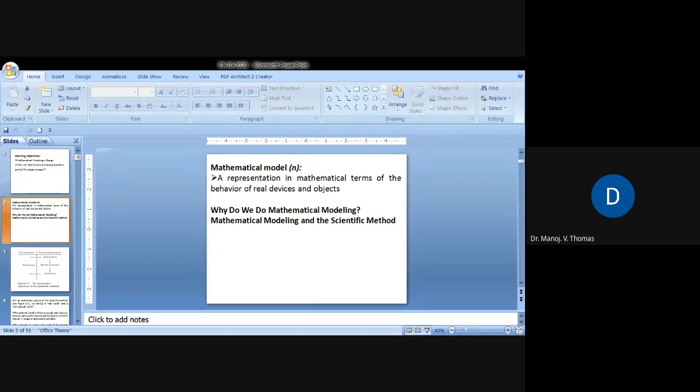Okay, this is a particular size. This is a shape, isn't it? This is the inclination from the horizontal. All those things are the result of mathematical modeling.